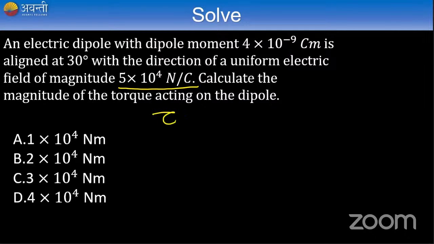What is my torque? What is my tau? So guys, I hope everyone has understood. Please try to answer. What is my tau? Tau equals, we know tau E equals P cross E, right?